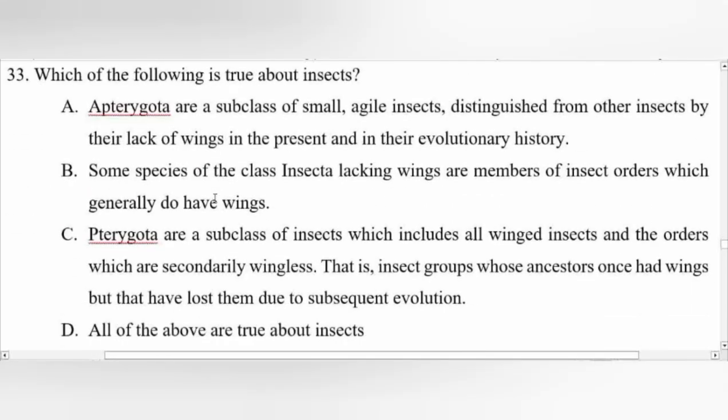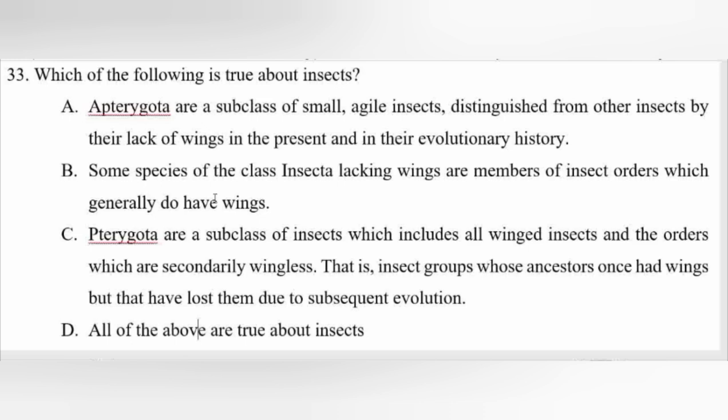Now, question number 33. Which of the following is true about insects? Option A: Pterygota are a subclass of small agile insects distinguished from other insects by their lack of wings in the present and in their evolutionary history.